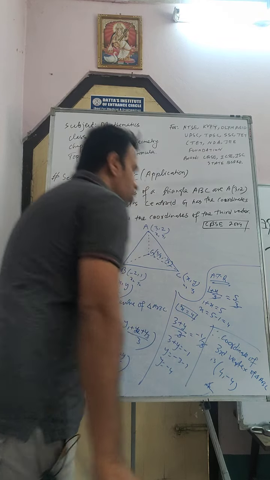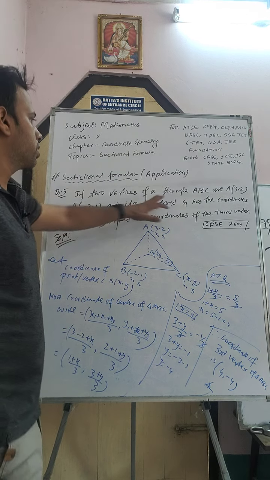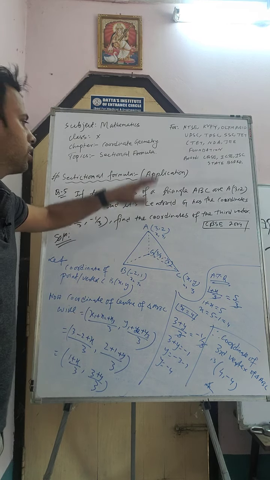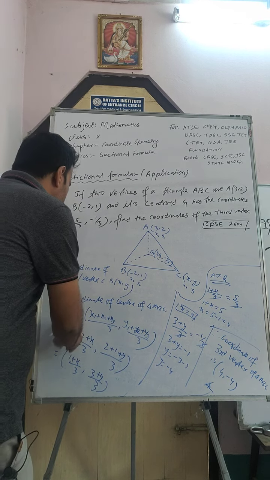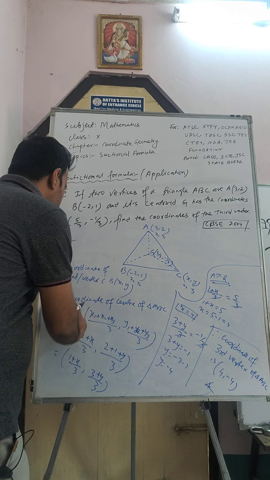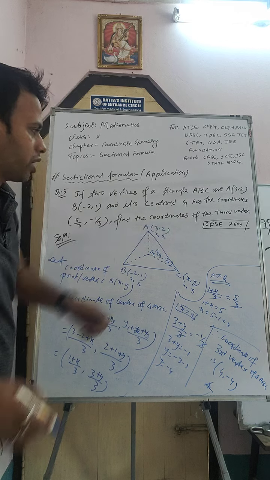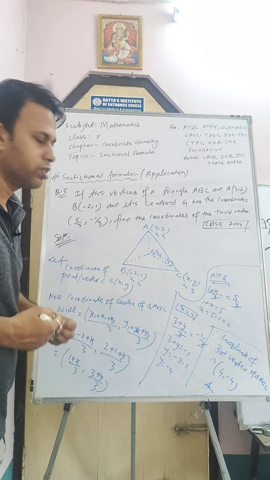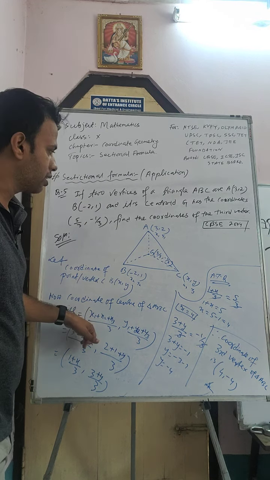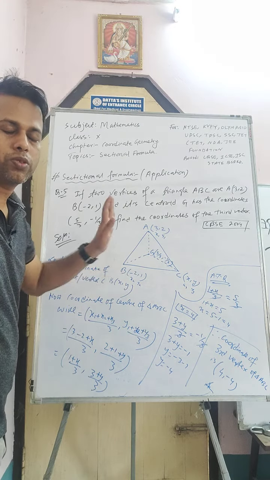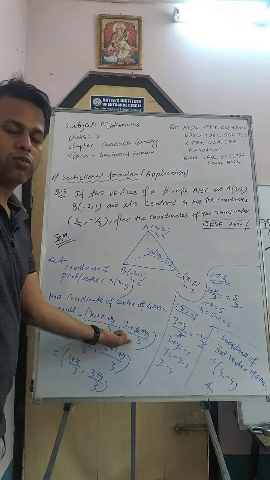Okay, so let me explain in 10 seconds again. Here two vertices of triangle ABC are given, and the centroid is given here. We have to find the coordinate of the third vertex. I consider that the third vertex of the triangle is x comma y. So we use the centroid formula, that is x1 plus x2 plus x3 by 3 comma y1 plus y2 plus y3 by 3. This is the formula to find the centroid of a triangle.